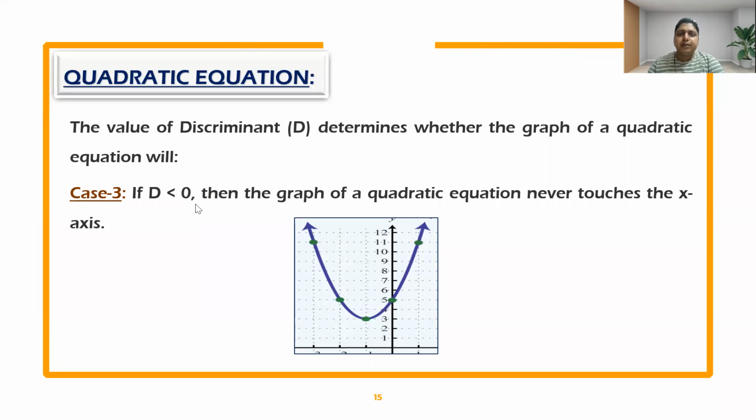Third condition, when D is less than 0, the graph of a quadratic equation never touches the x-axis. That means it has imaginary roots, and they are unequal.